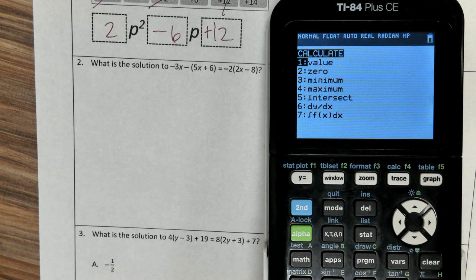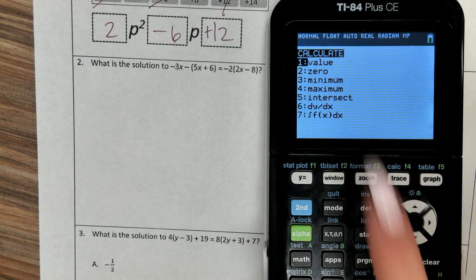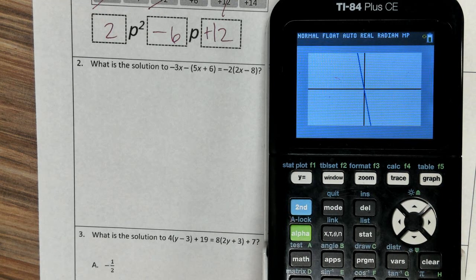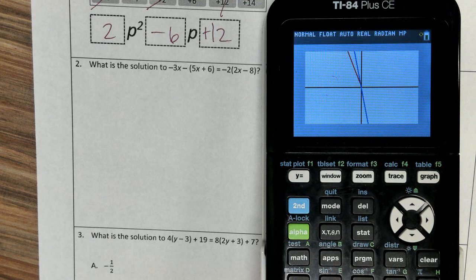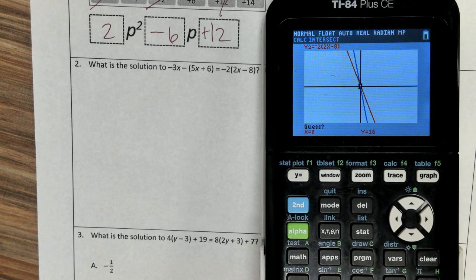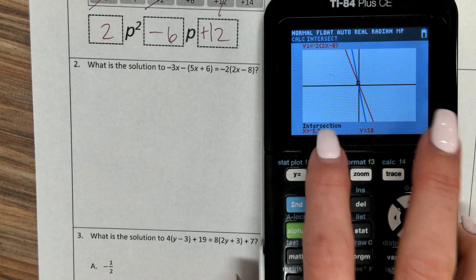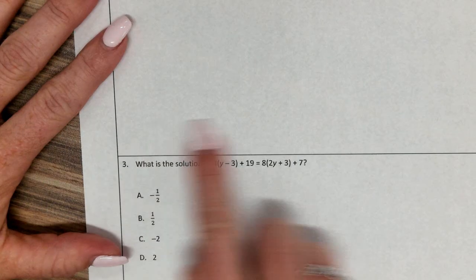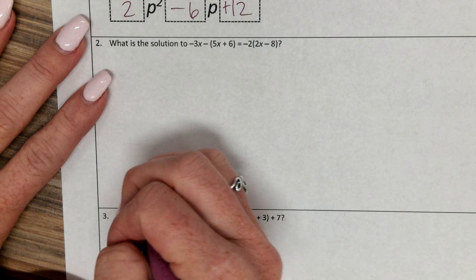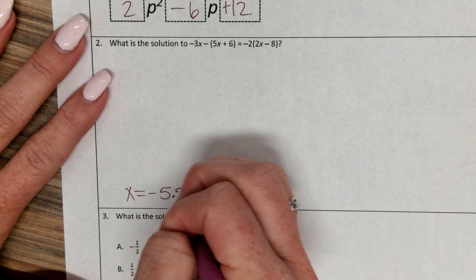Second, trace 5, because I want the intersection. Wait for it to graph. Remember, don't freeze your calculator up by hitting anything. And then hit enter until you see the words intersection. So the answer is negative 5.5. Write it real low because we're going to go solve it by hand.